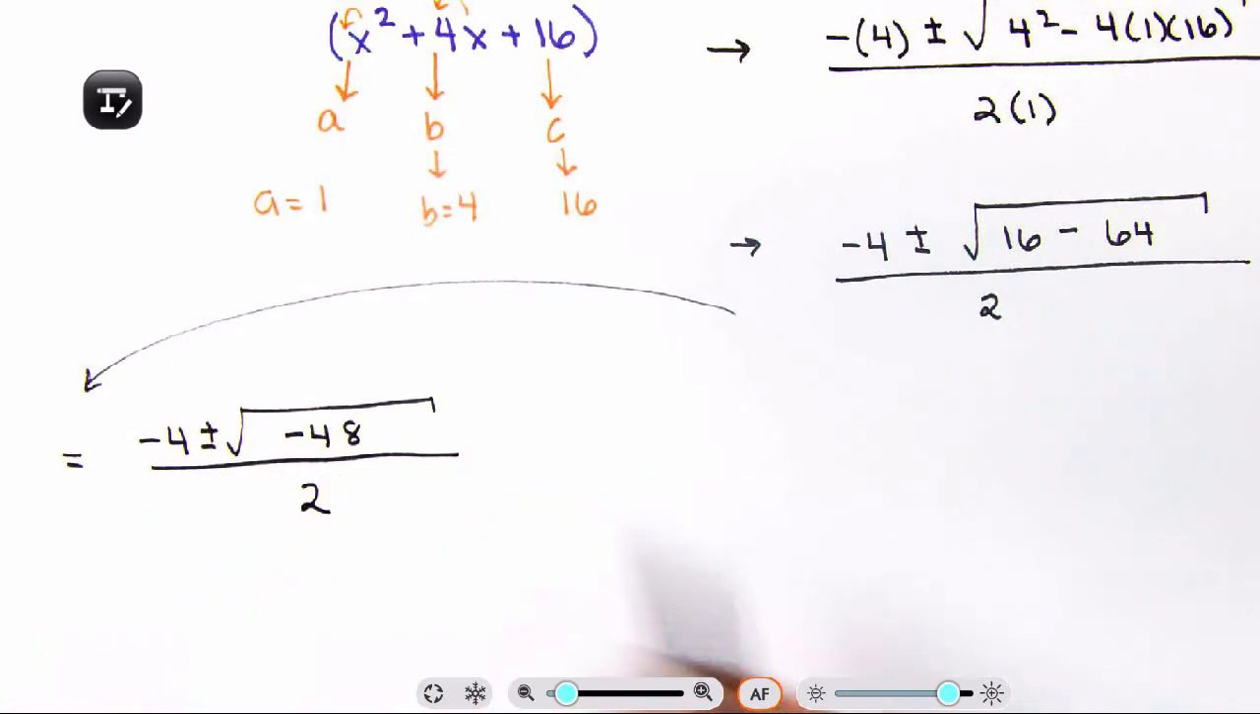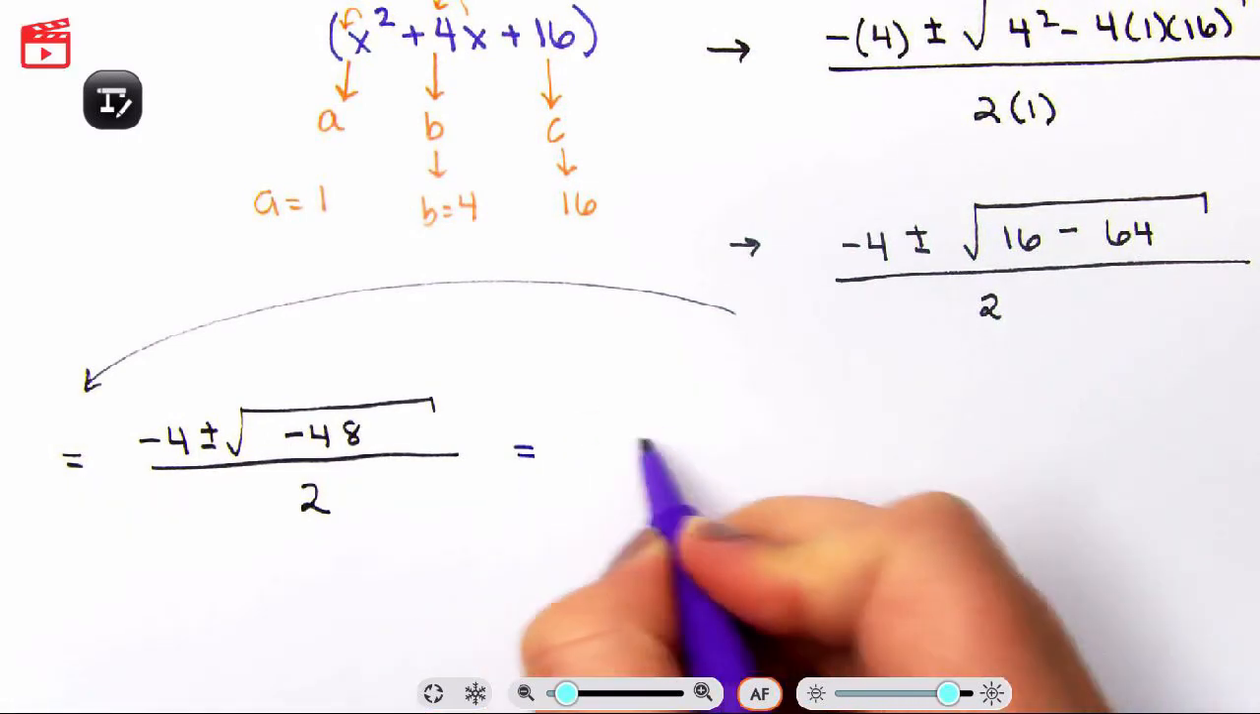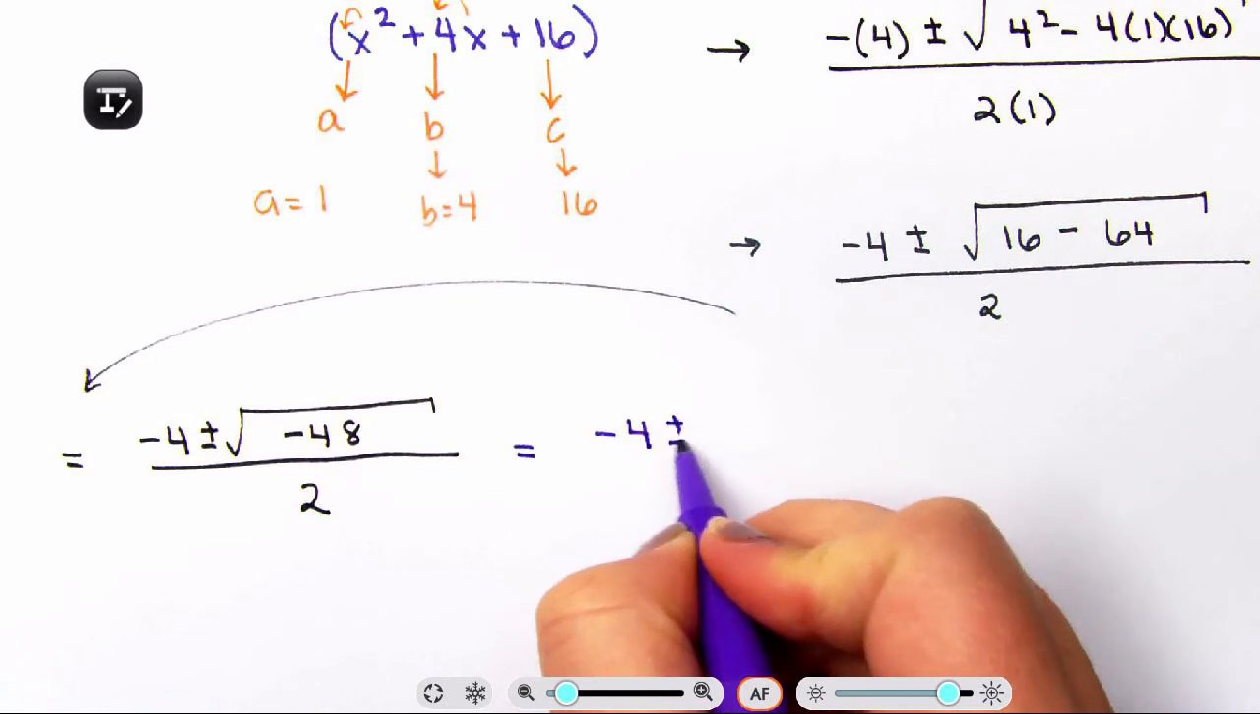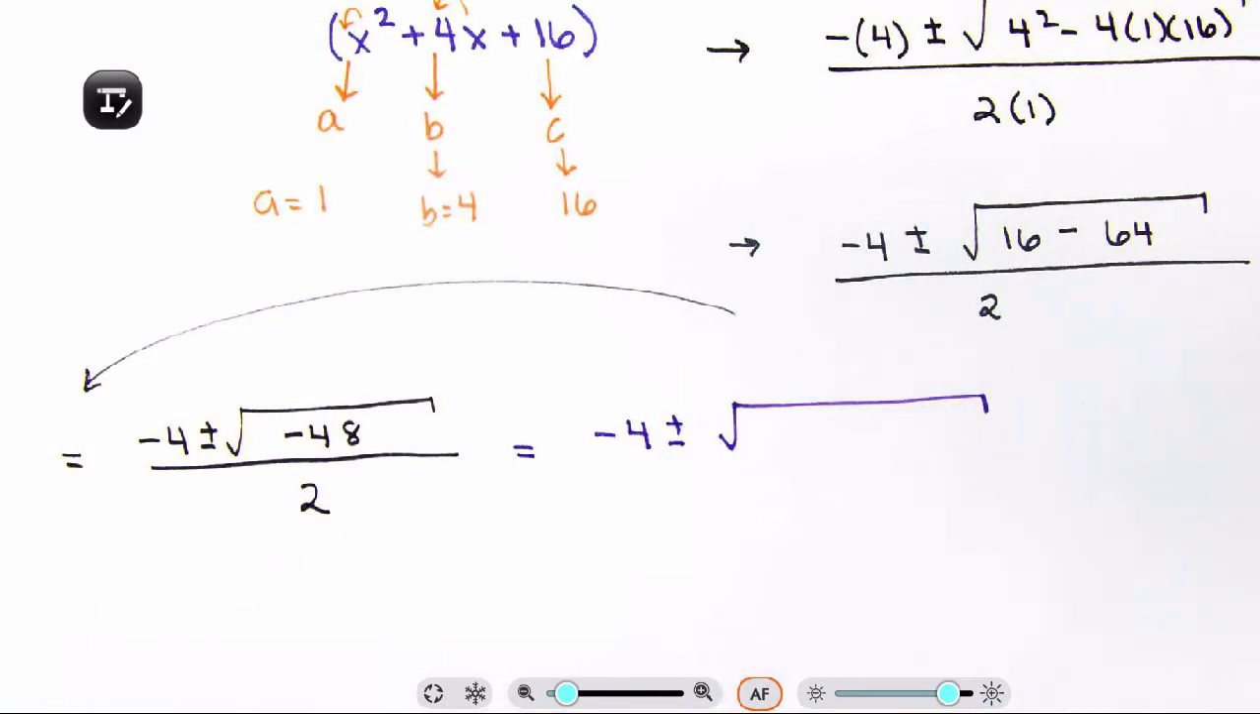Now, Miss Romadius, I can't. We can't. It's negative. That's okay. We're going to play around with some imaginary numbers. So, how do we even do this? We have negative 4 plus or minus the square root of negative 48. We're going to simplify that square root.